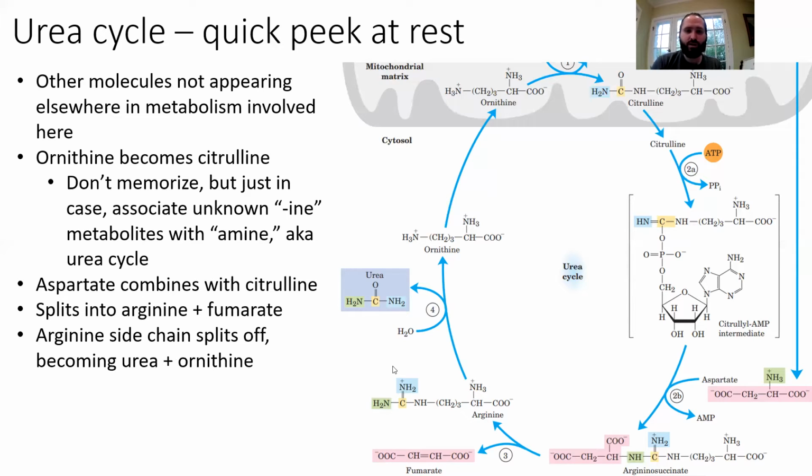And arginine, the side chain will then split off. So we'll lose this amino group and this amino group, well, not quite an amino group yet, but they will become one, as well as the carbon, which is going to become urea. And so if you wanted to memorize a fourth thing about the urea cycle, you could memorize that arginine is the most immediate precursor to urea. Right, so any questions about the urea cycle?